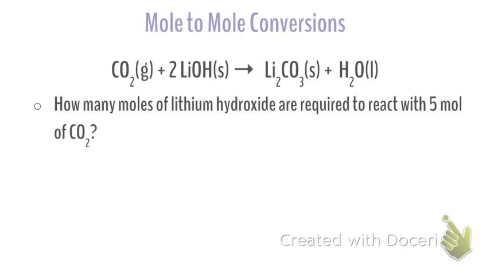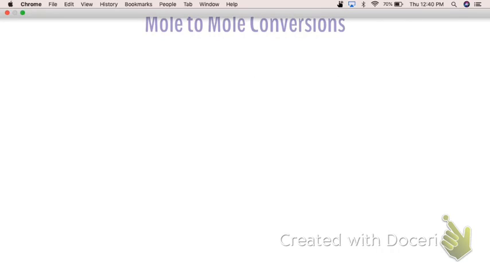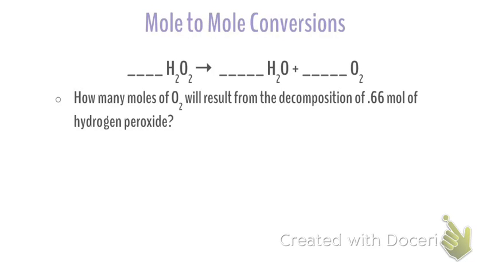Okay? Let's try, I think I have one here that I'll let you do on your own. How many moles of O2 will result from the decomposition of 0.66 moles of hydrogen peroxide? So first you have to balance, then you go with the mole conversion. Okay, so go ahead and try that one on your own.